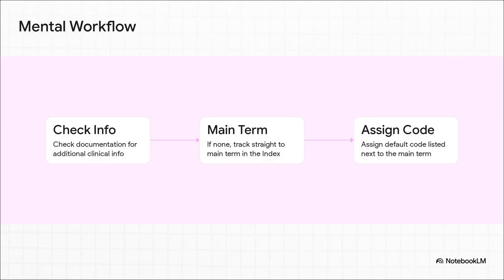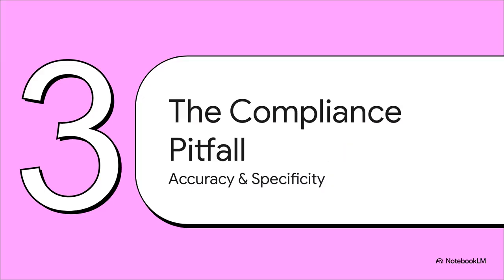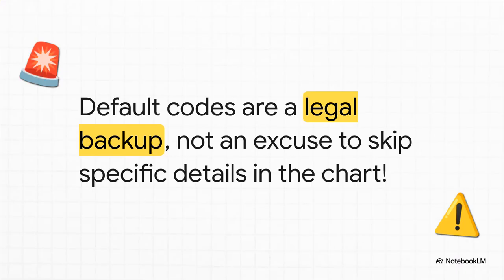It's highly efficient and it's perfectly compliant, but only under the right circumstances. That brings us to Section 3, the compliance pitfall: default codes versus specificity. Now, while default codes are an absolutely amazing tool, they sit right on the boundary of a massive audit risk. Misusing these flexible rules can cost your facility dearly. So here's your audit warning.